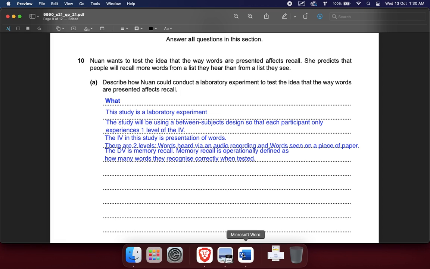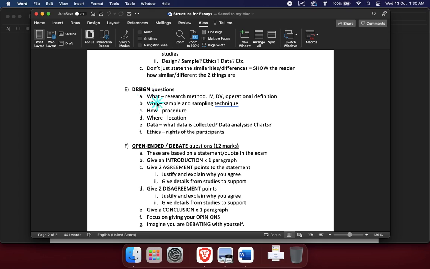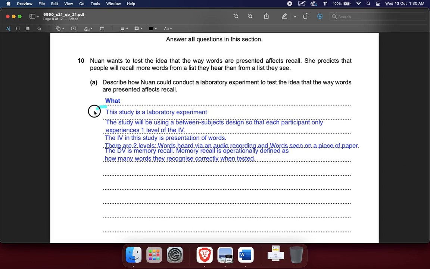Okay? Now, we've explained the what. Now we go to the who, right? So the what is the backbone of the study, all that nice information. Now we want to figure out the who. So, let me just copy this. Who. So we want to figure out who our participants are.